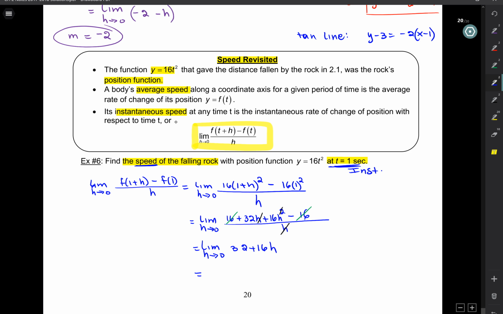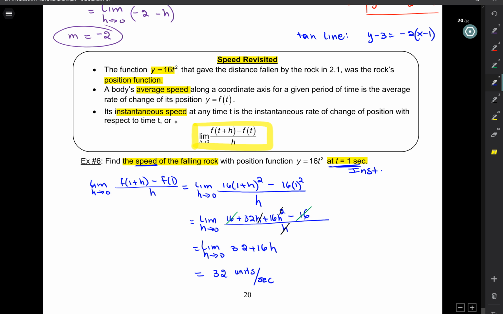So now, when h is 0, this is equal to 32. Meters per second? So, okay, that's what the speed is. When though? At 1 second. At t equals 1 second. Now, you would have to put units. Now, in this problem, we are just given the seconds, so it's in units per second. The fact that it's 16, it's in feet, but we don't know that. So it's units per second.